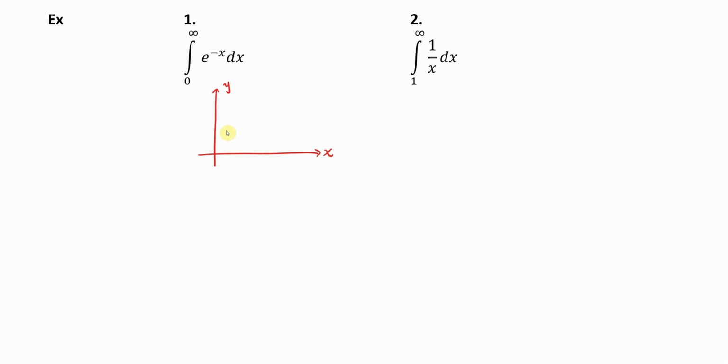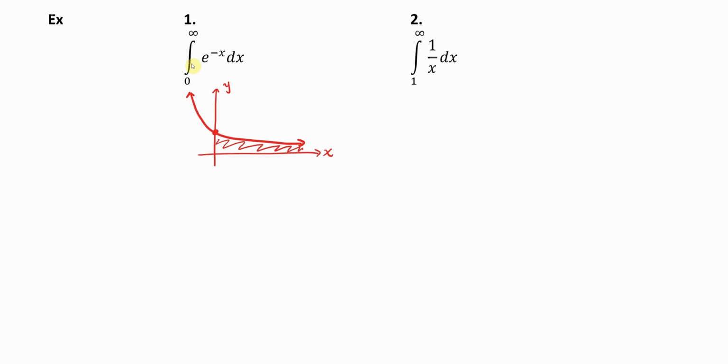So e to the negative x looks roughly like this. It's the exponential function reflected over the y-axis, and we're not concerned with the part to the left of the y-axis since we're integrating from 0. We're looking for essentially this area right here. The way we are going to approach this problem is almost like any other finite integration problem, except we're going to use a limit.